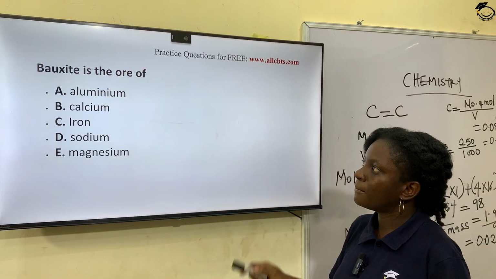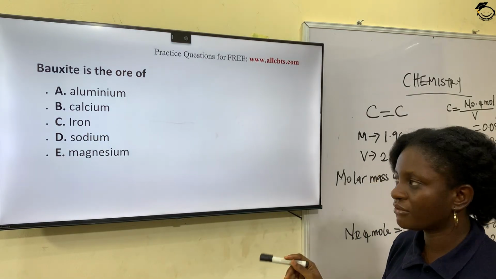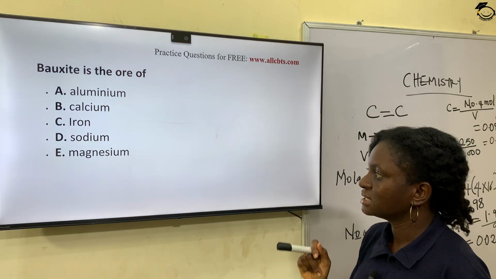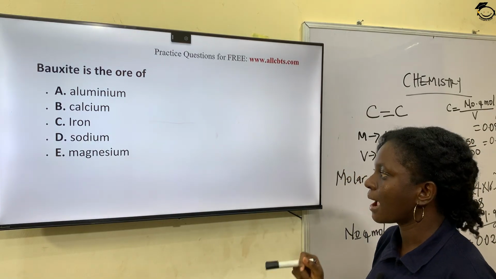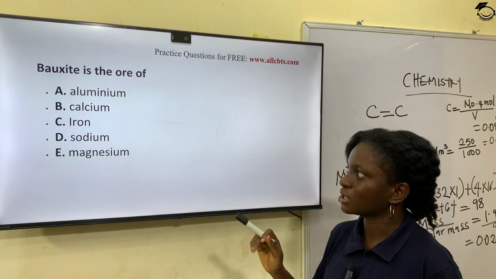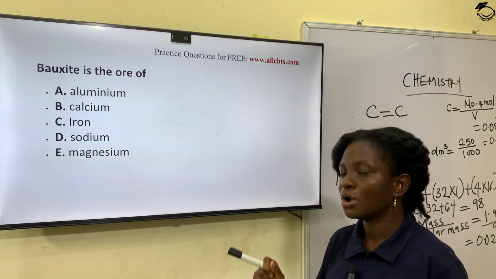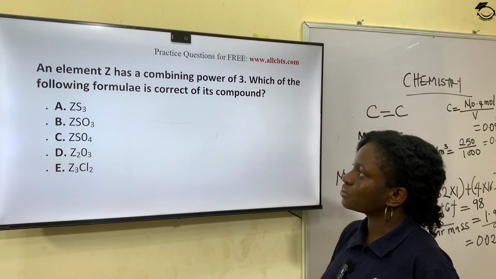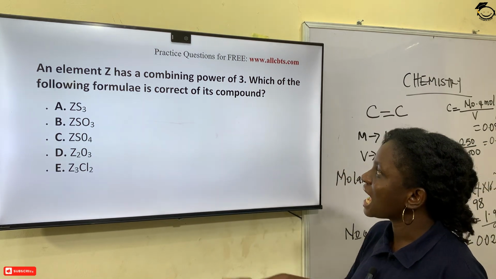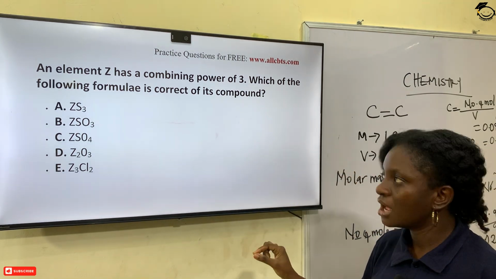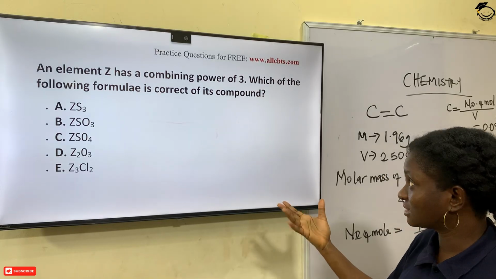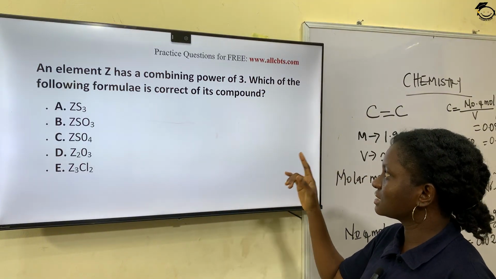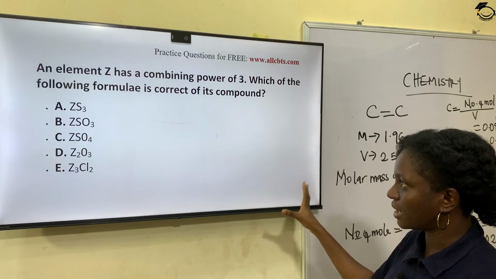Next question. Bauxite is the ore of A, aluminium, B, calcium, C, iron, D, sodium, E, magnesium. Bauxite is the ore of aluminium. Option A is the correct answer. Next question. An element has a combining power of 3. A combining power means it has a valency of 3. Which of the following formulas is correct for its compound?